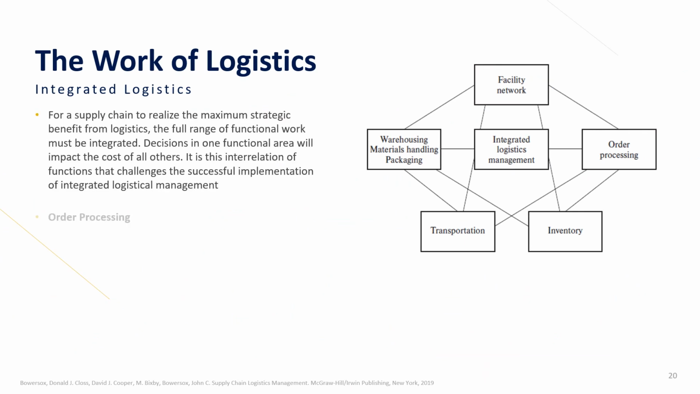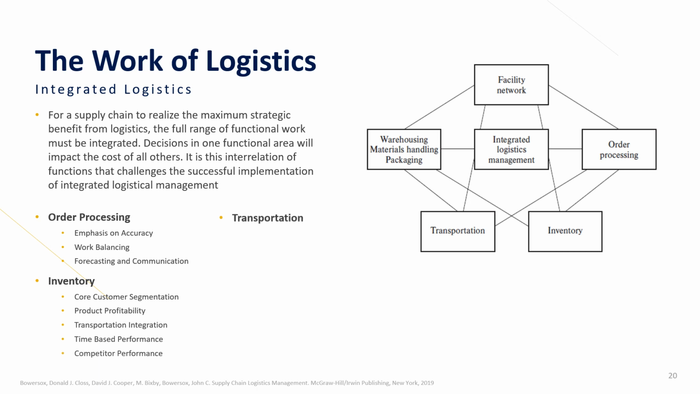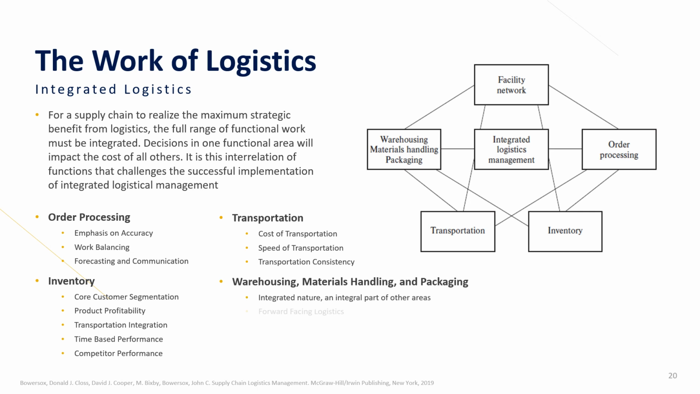Okay, as mentioned earlier, in order to realize the maximum benefit of logistics, the activities in the supply chain should be integrated. Here is an example of several works in logistics, so that with the integration between these works, you would have an integrated logistics management that has a chance to be a better supply chain. Here are some categories of logistics work such as order processing, inventory, transportation, warehousing, material handling and packaging, and facility network design.